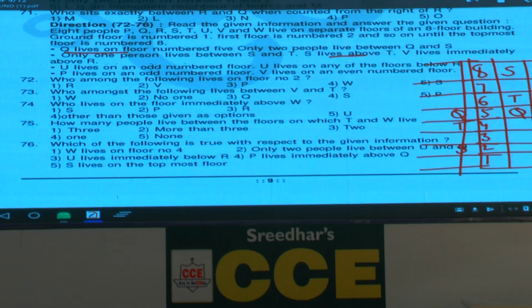And V lives immediately above R. V is immediately above R can be written like this. V lives immediately above R, then what are the different possibilities? V can be in the fourth place, third place, or the second place, isn't it?